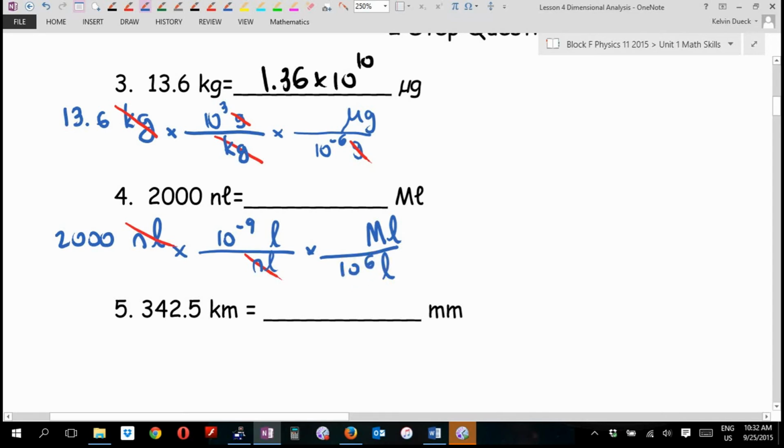What am I going to do with that 10 to the negative 9? Times it or divide it? By the way, for those of you who are interested, technically there's a 1 there and a 1 there, and those aren't going to change my answers at all. I just tend to leave them blank.